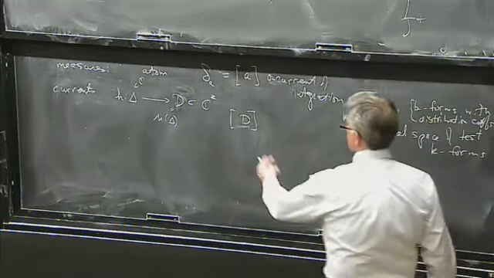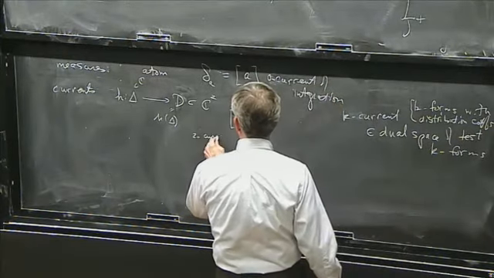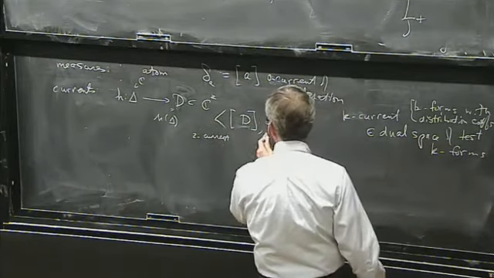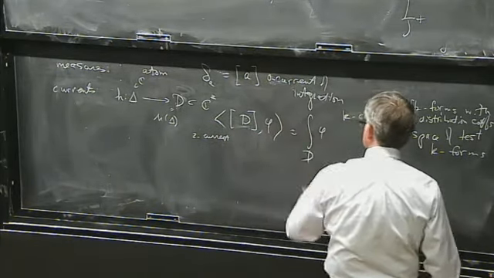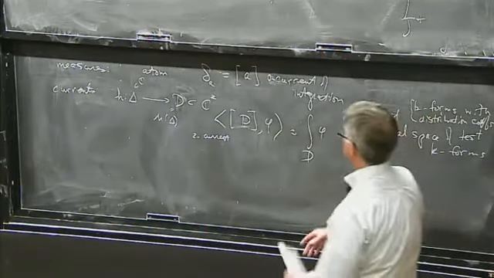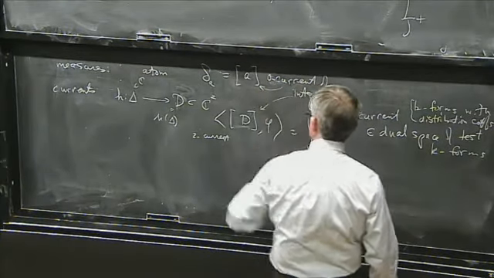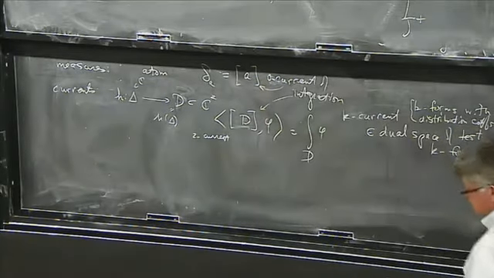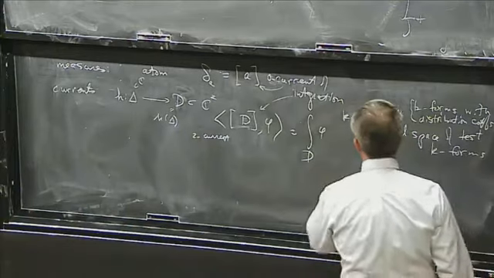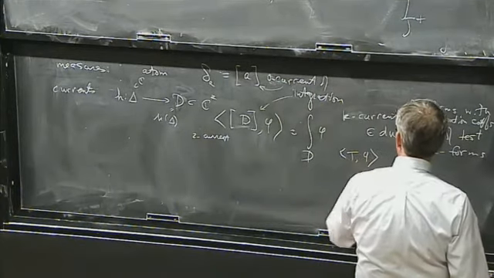This thing here would be a 2 current. And if I pair it with some test 2 form, that's exactly just taking the 2 form and integrating over my set. So this is the current of integration. And in general, if T is a K current, we take it and we can pair it.